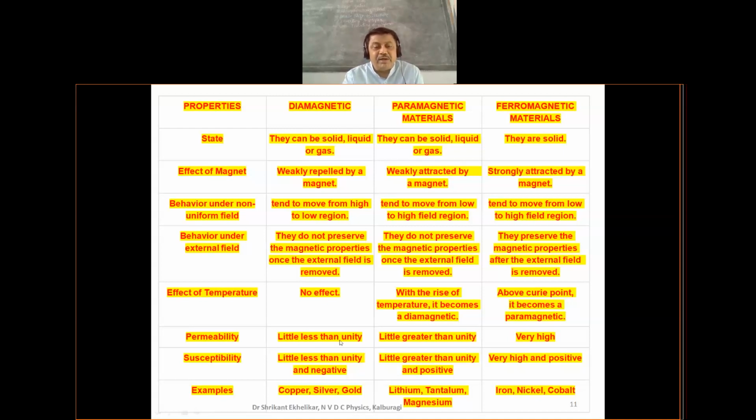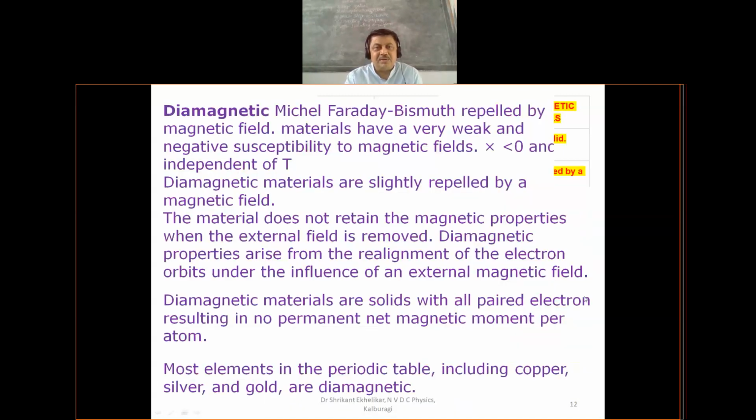Permeability for diamagnetic is less than 1. For paramagnetic, it is greater than 1. For ferromagnetic, very, very high. Susceptibility for diamagnetic is negative. For paramagnetic, it is positive. For ferromagnetic, it is very, very high. Examples: copper, silver, gold are diamagnetic. Lithium, magnesium are paramagnetic. Iron, cobalt and nickel are standard examples of ferromagnetic materials.